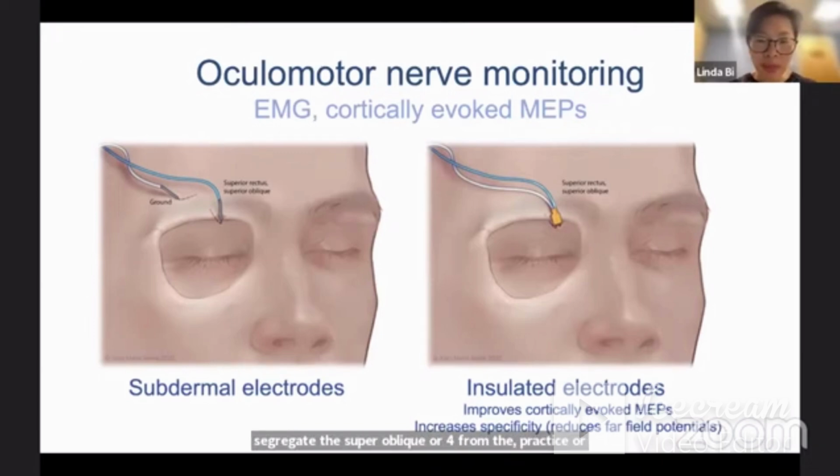We found that the use of insulated electrodes significantly improves specificity by reducing far field potentials, and especially if one were to move towards cortically evoked motor evoked potentials, it becomes essential in that category.